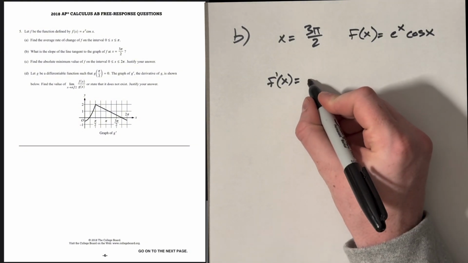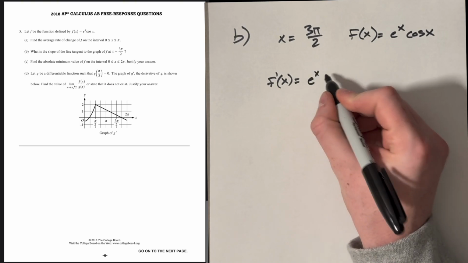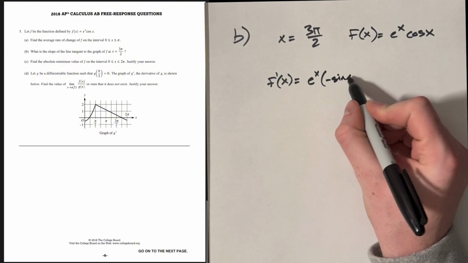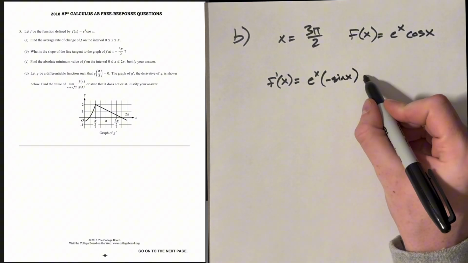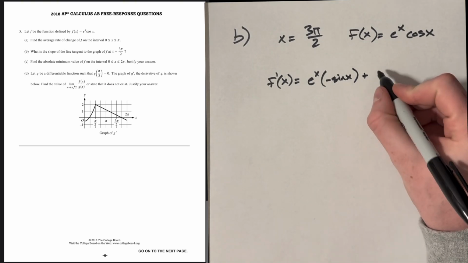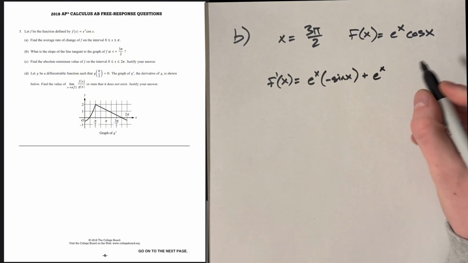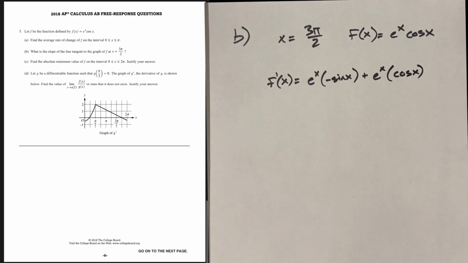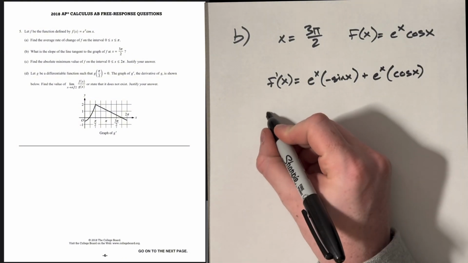Product rule tells us that our derivative is the first term times the derivative of the second term, which in this case is negative sine x, plus the derivative of the first term. E to the x is a really special function because its derivative is itself. So it's just e to the x times the second term, which is cosine of x. So now we have this expression for the derivative or the slope at any point x, right? So now I can plug in 3 pi over 2.